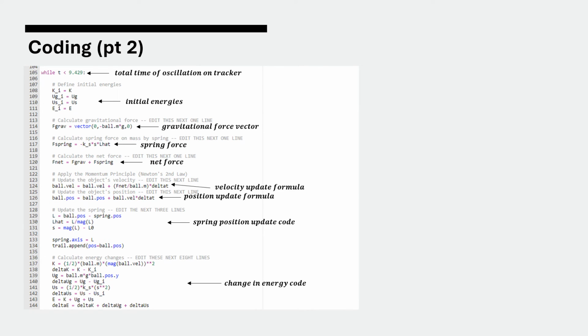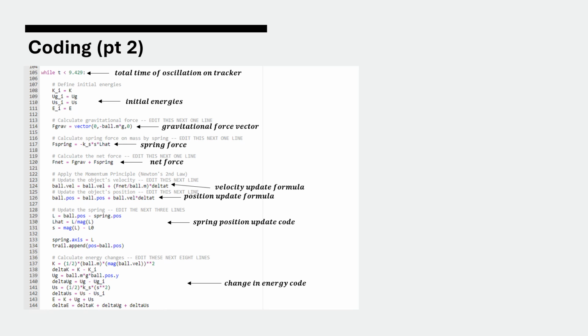Coding we put in the GlowScript. So this is the loop. While time is less than 9.429, which is the total time of oscillation on tracker, we have this loop. We have the initial energy located on top. And then we have the gravitational force vector, which is the negative mass of the ball times g, the gravitational constant. We have the spring force, which is negative k times s times L hat. We have the net force, which is the gravitational force plus the spring force.